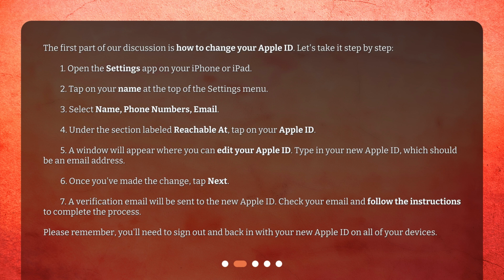4. Under the section labeled Reachable at, tap on your Apple ID. 5. A window will appear where you can edit your Apple ID. Type in your new Apple ID, which should be an email address. 6. Once you've made the change, tap Next. 7. A verification email will be sent to the new Apple ID. Check your email and follow the instructions to complete the process. Please remember, you'll need to sign out and back in with your new Apple ID on all of your devices.